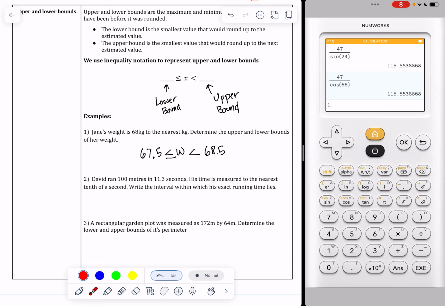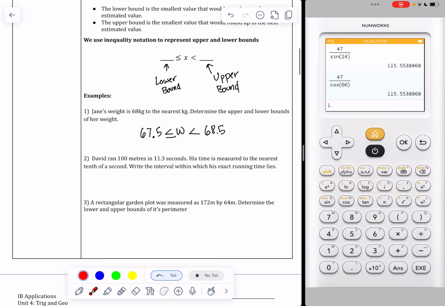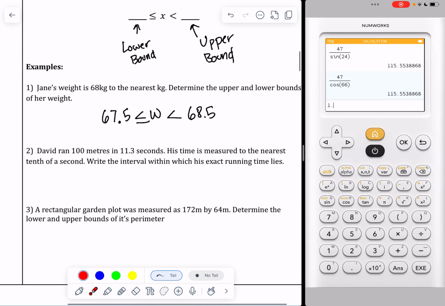All right. So the values are always going to end in a 5, but it might not always be directly a 0.5 value, depending on how specific the original question was rounded to. So for example, this one here, we have David ran 100 meters in 11.3 seconds. His time is measured to the nearest tenth of a second. Write the interval within which his exact running time lies. Okay, I'll use T for time.